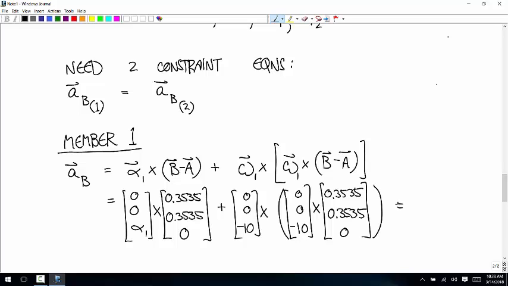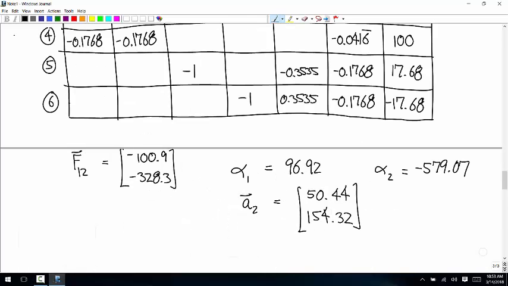Okay, could a couple people calculate that? External force applied to the elbow. I don't know.